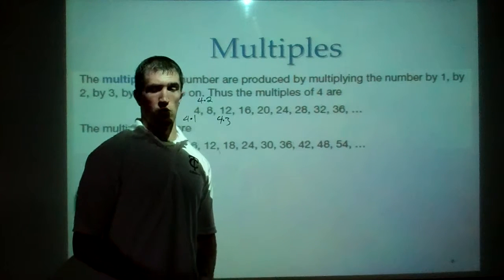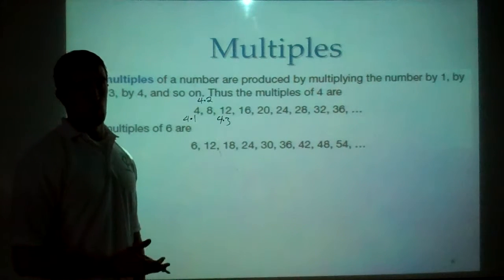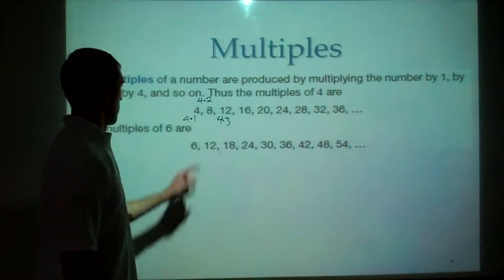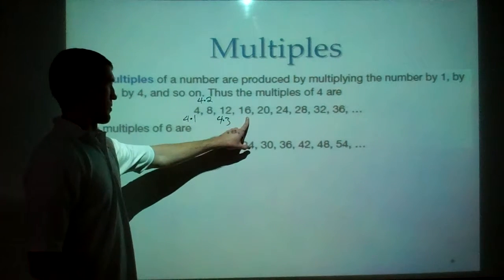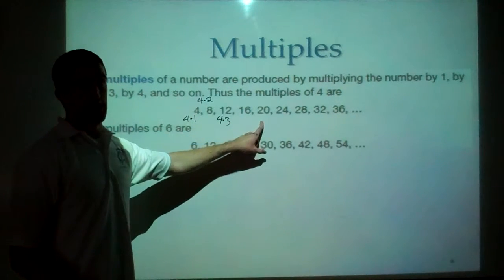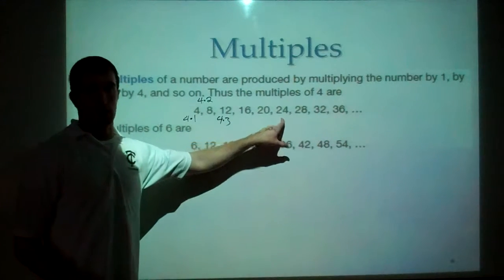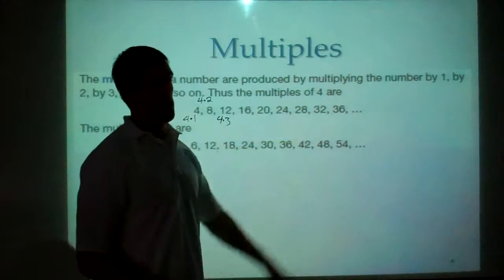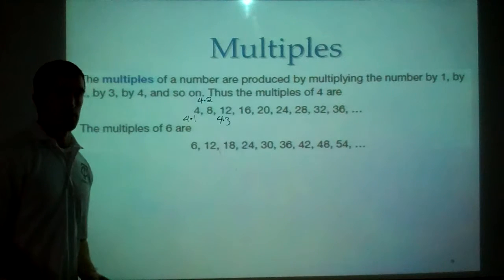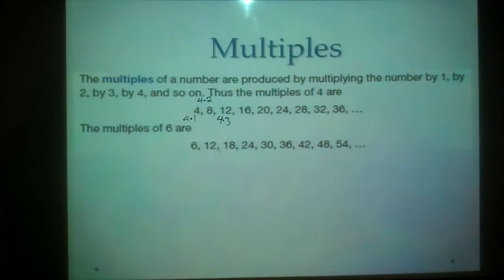So basically we can see we're multiplying whatever number we're working with by our counting numbers. 1, 2, 3, 4 times 4 is 16, 4 times 5 is 20, 4 times 6 is 24, 4 times 7 is 28, and keeps going on like that. So those would be the multiples of 4.